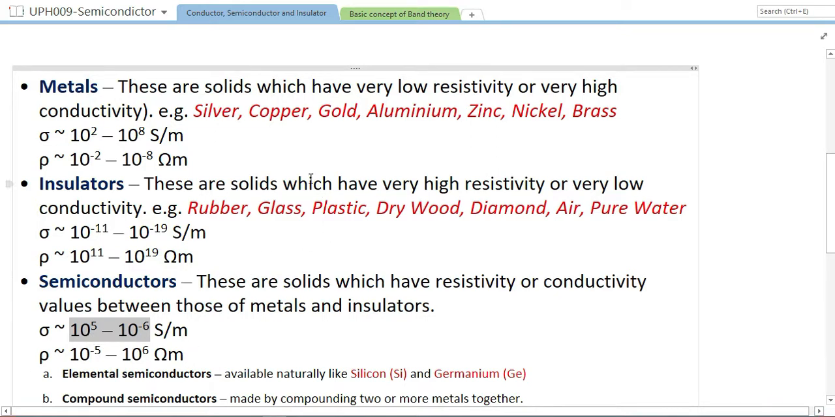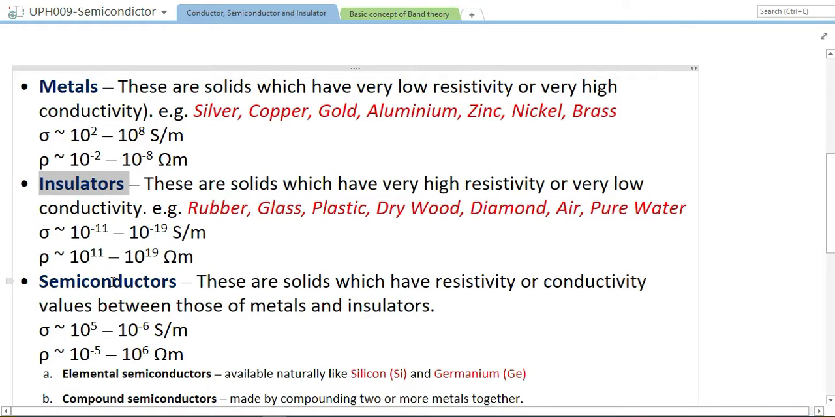And in terms of their examples, metals, generally they are pure metals, elemental material. Silver, copper, gold, aluminum, zinc, nickel, brass, etc. So directly you get them from the periodic table. Insulators, on the other hand, are some mix. It's a mix of different stuff. So rubber, glass, plastic. So they are mostly compounded material or some composite material or something like that. So pure water without having any salt dissolved in it is a pure insulator, very high resistance.